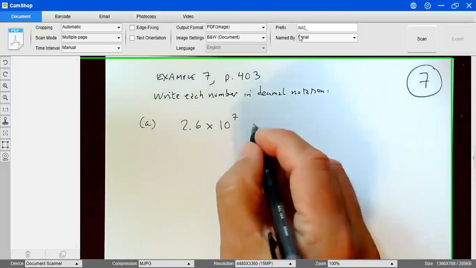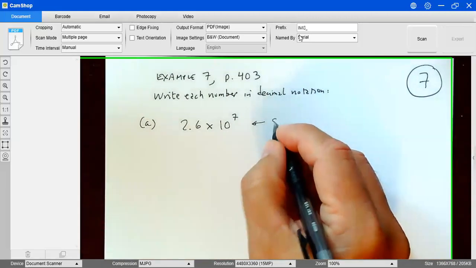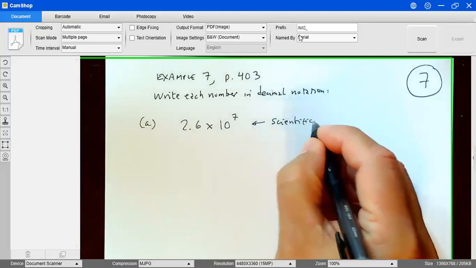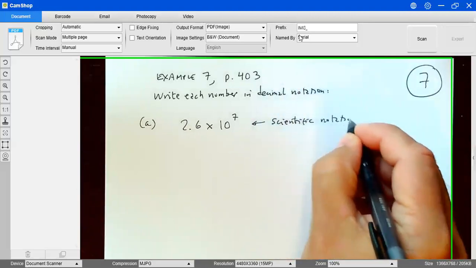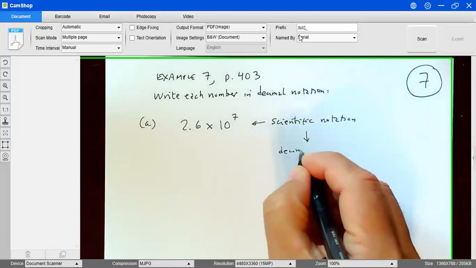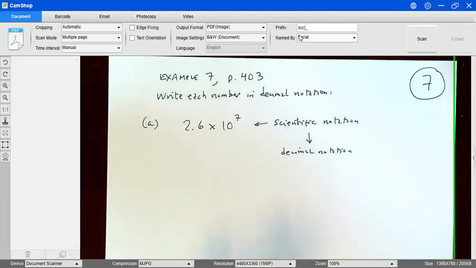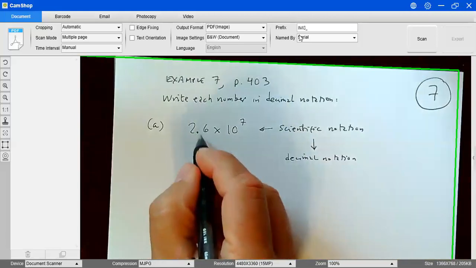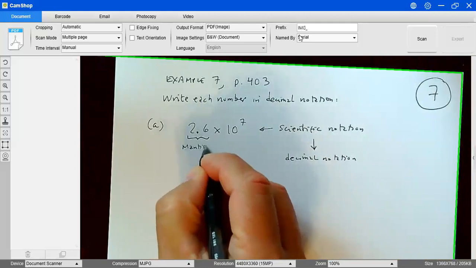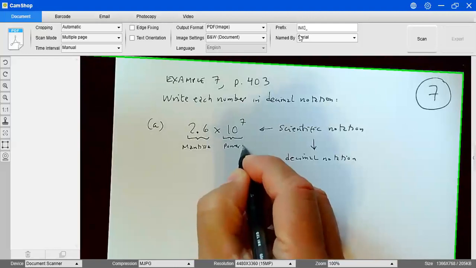So this is a number written using scientific notation, and we want to find the number in decimal notation. That's the purpose of this. So let's check this number. This is the Mantissa, and this is the power of 10.